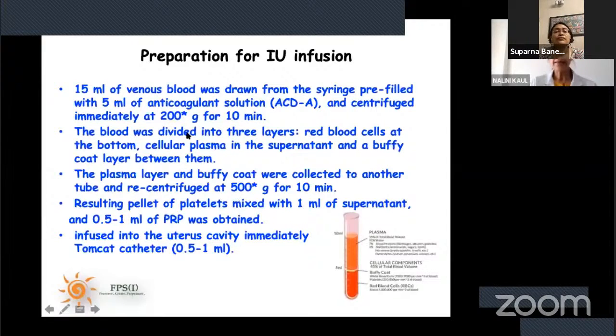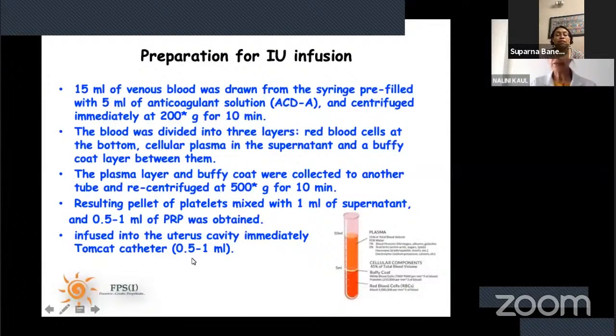Now, how do you prepare this? 15 ml of blood is taken in a syringe filled with anticoagulant. It's centrifuged at 200 G for 10 minutes. You get a buffy coat. You take the buffy coat and the plasma layer above it, recentrifuge it at 500 G for 10 minutes, and then the resulting pellet of platelets is mixed with 1 ml of supernatant, and 0.5 to 1 ml of PRP is obtained and infused into the uterine cavity.